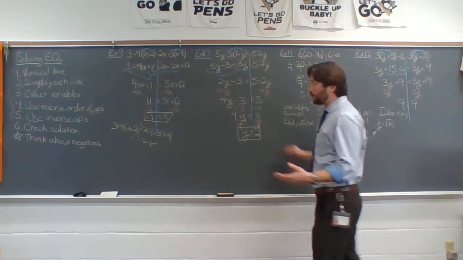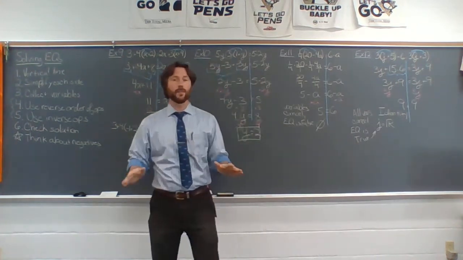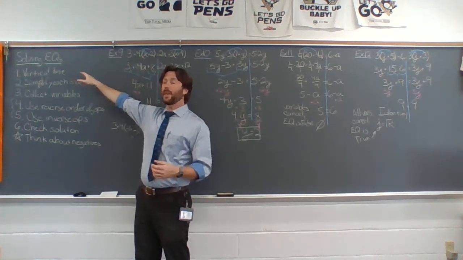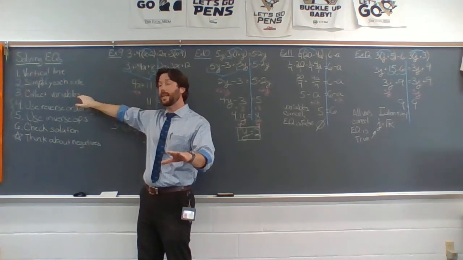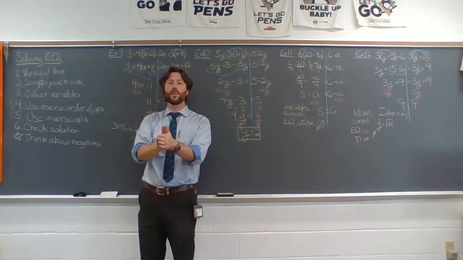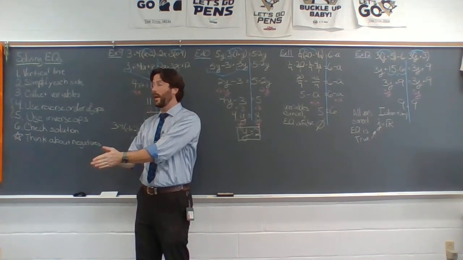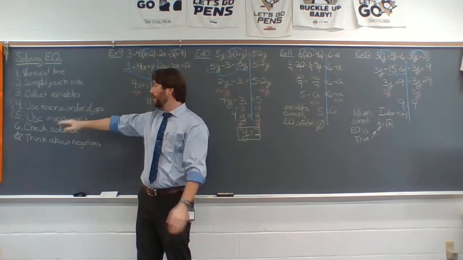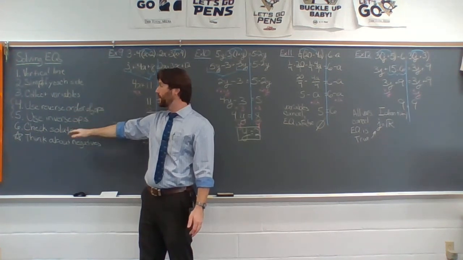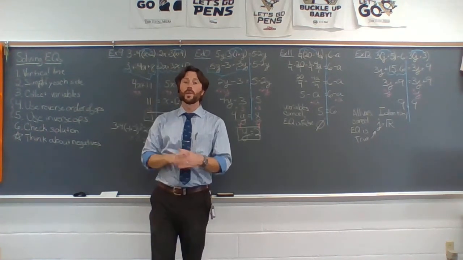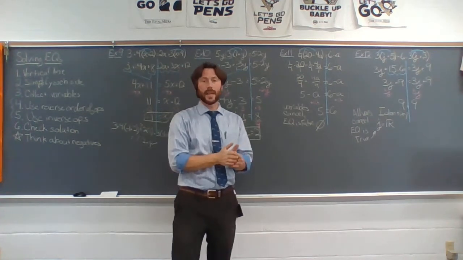Okay? So, same thing we've been doing. Vertical line through the equal sign, simplify each side. The only new addition is right here. We need to make sure we get all of our variables onto one side of the equation. Once they're all together, we isolate them. Reverse order of operations, inverse operations, check your solution. When you're working through, make sure you're watching out for those negatives.